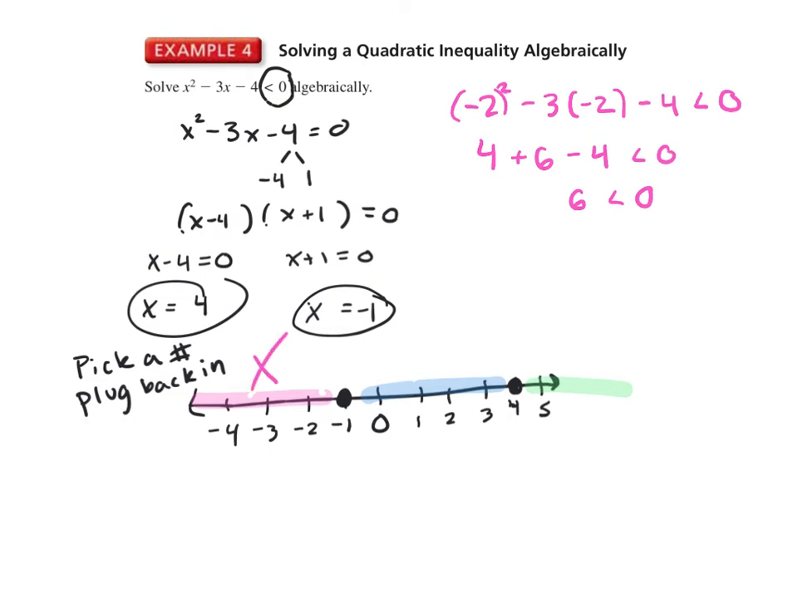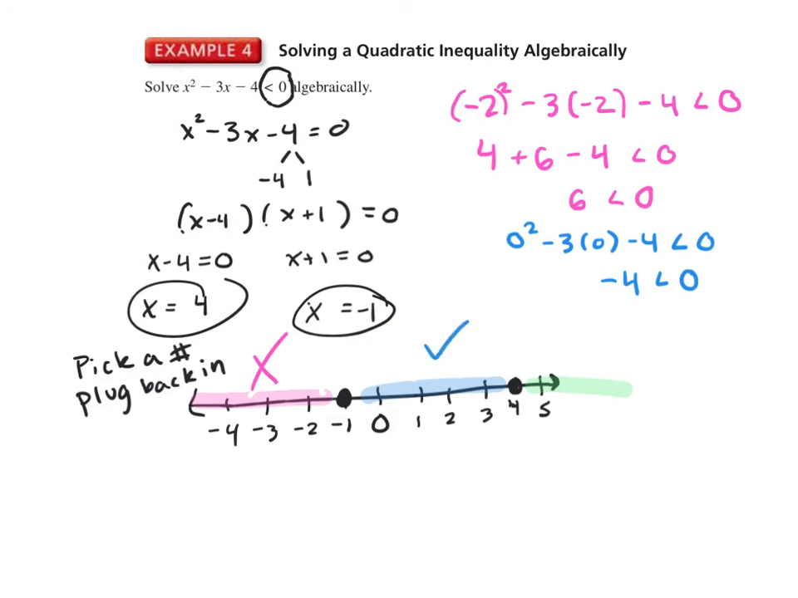Now we need to test a number in the middle. What can we pick in the middle? Let's pick 0. So we have 0 squared minus 3 times 0 minus 4 is less than 0. So we have negative 4 is less than 0. Does this work? Yes. So the middle works.